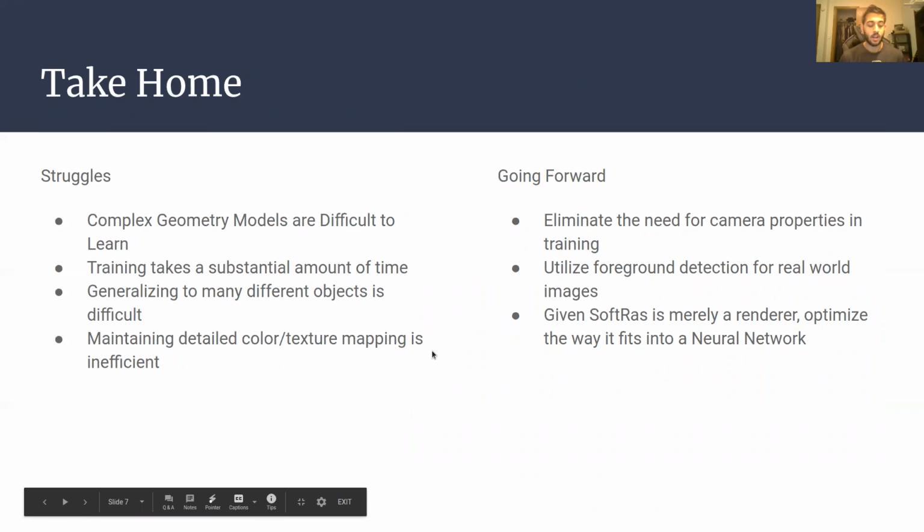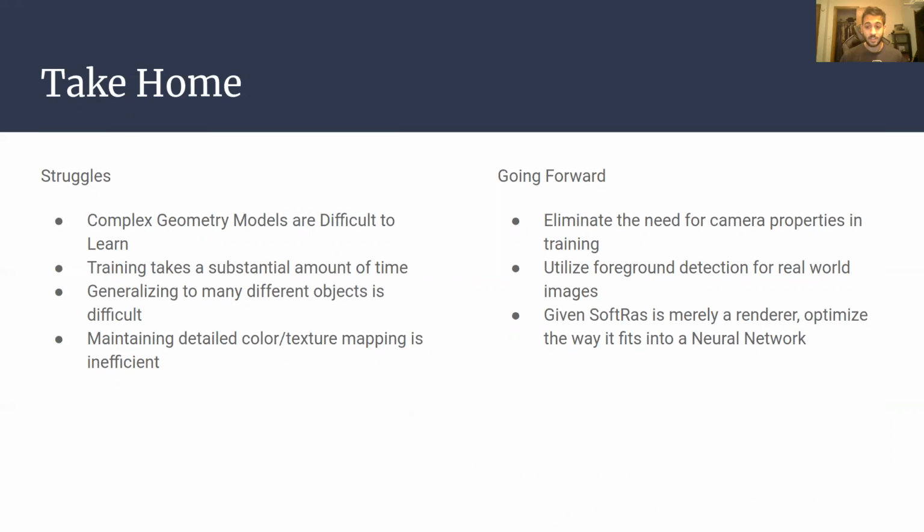Going forward, lots of things I learned were that maintaining color detail and texture is quite difficult. It had to do with sampling of the colors it saw. Generalizing to different objects is quite difficult, and training does take a lot of time. And then going forward, improvements to be made were the fact that SoftRas is merely a rendering pipeline, and optimizing the neural network it exists in would make it far more efficient.